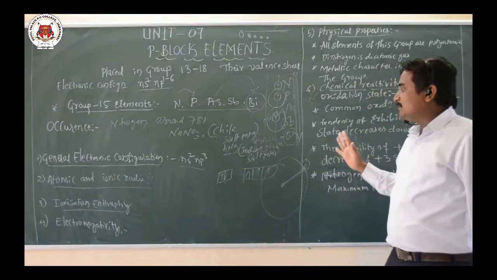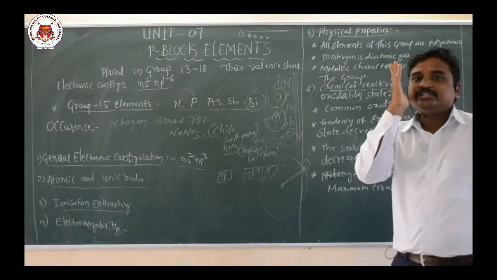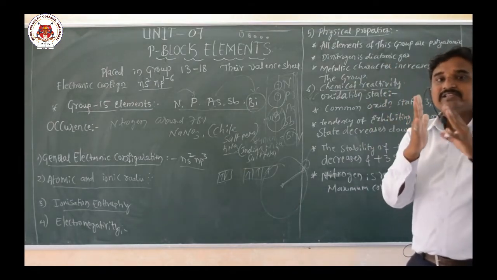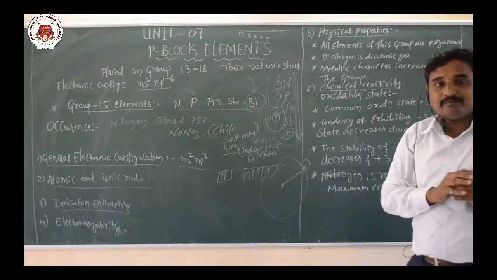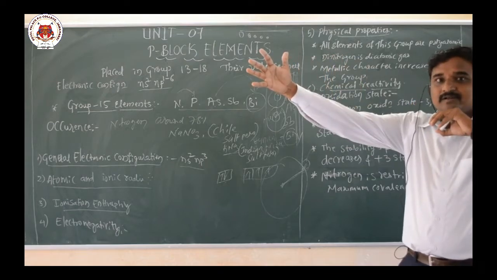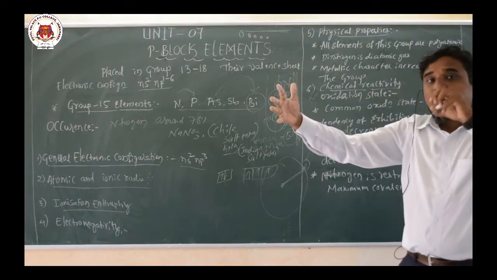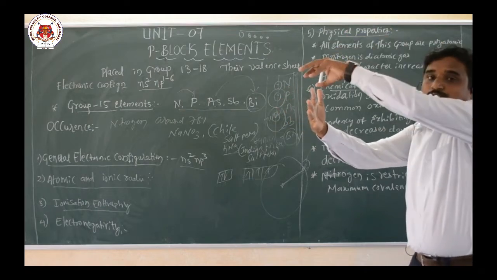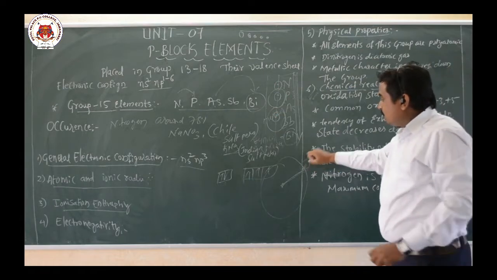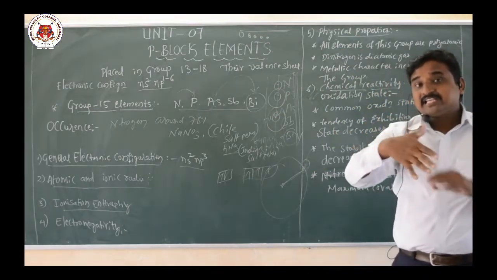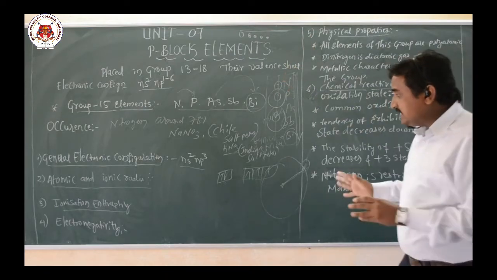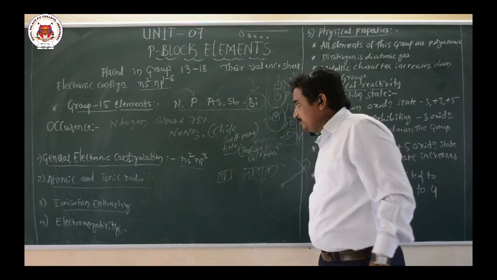So this is the concept of ionization enthalpy. As the size increases, the ionization energy decreases, because the distance between the nucleus and the outermost electron increases. That indicates that the influence of the nucleus on this outermost electron decreases. Hence the energy required to remove the outermost electron is less as the distance between the nucleus and the outermost electron increases. So that is the concept of ionization enthalpy.